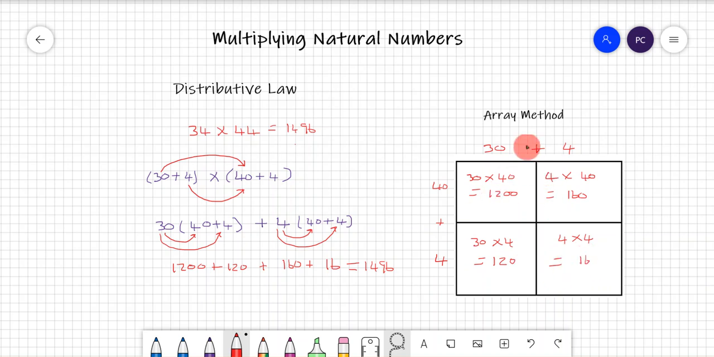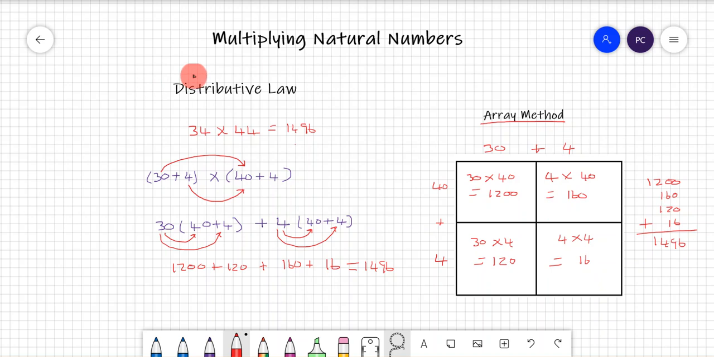So we can do it like this. This is what's known as the array method. We're splitting up in exactly the same way, and then we just add all these numbers together, like we did before: 1200, 160, 120, and 16. We add them all up, and it'll add up to 1496.